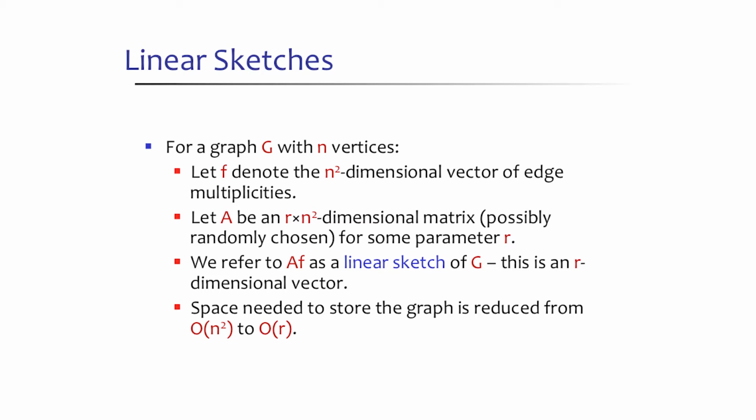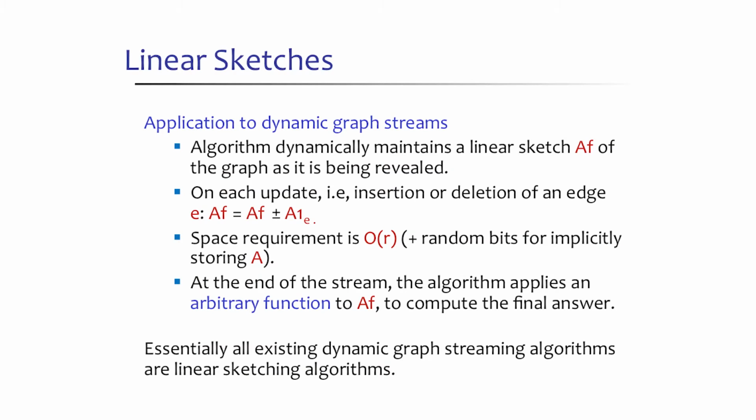And the space is now reduced from order n squared to order r once you do this transformation. Linear sketches are very handy in streaming algorithms because each time you do an insertion or deletion of an edge, I can update this sketch on the fly. I look at the edge which is being inserted or deleted, look at the incidence vector for this edge, and simply apply the matrix A to this and update my sketch. So the space requirement for such a streaming algorithm is simply order r if the matrix A was r by n squared, plus what you need to create or implicitly store the matrix A. If you're using some amount of random bits to generate this, you would presumably need space for that.